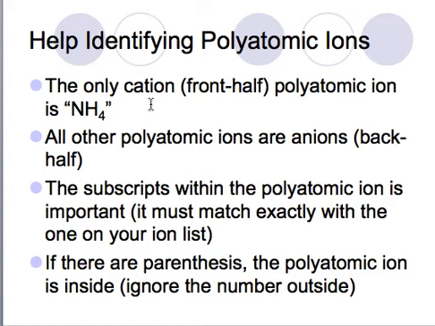The only cation that's polyatomic is NH4. You might remember from your quizzes that NH4 was a +1 charge. All the other polyatomic ions are going to be on the back half of the compound, the anion half, and they're all negative. The subscripts of the polyatomic ion are important, so you're going to have to pay attention to these this time. And if there are parentheses, the polyatomic ion is inside.